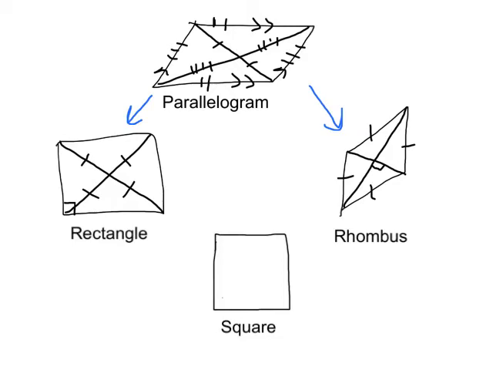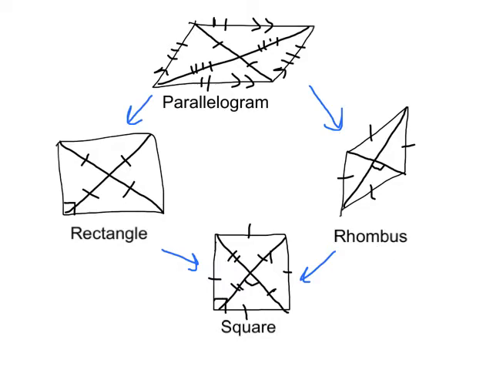Now a square has the properties of the rectangle and the rhombus. So a square is both a rectangle and a rhombus. It has consecutive sides congruent. It has consecutive sides at 90 degrees, and its diagonals bisect each other and are at 90 degrees. So a square has all the properties of everything above it: rectangle, rhombus, parallelogram.